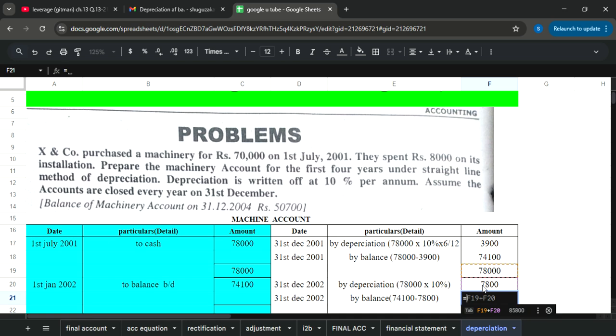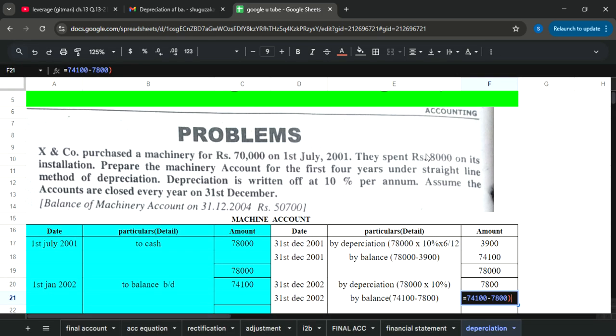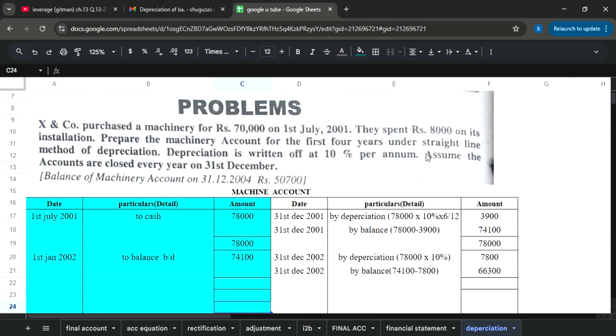Once again, what we have done: 74100 was the value of asset, and you subtract the amount of depreciation 7800. So we have got our balance. Okay, this is our balance, and now we will check our total. Total of debit side 74100, and it should be equal to 74100. So okay, 2 years gone.